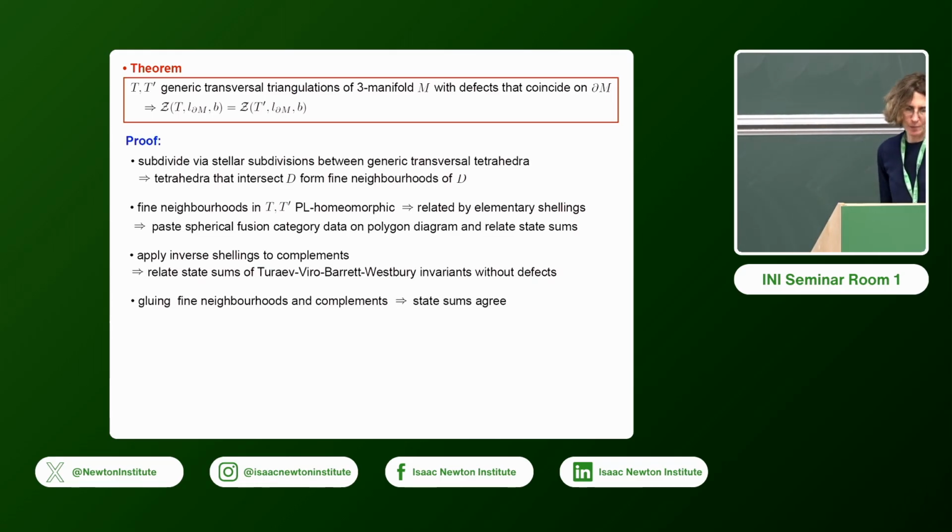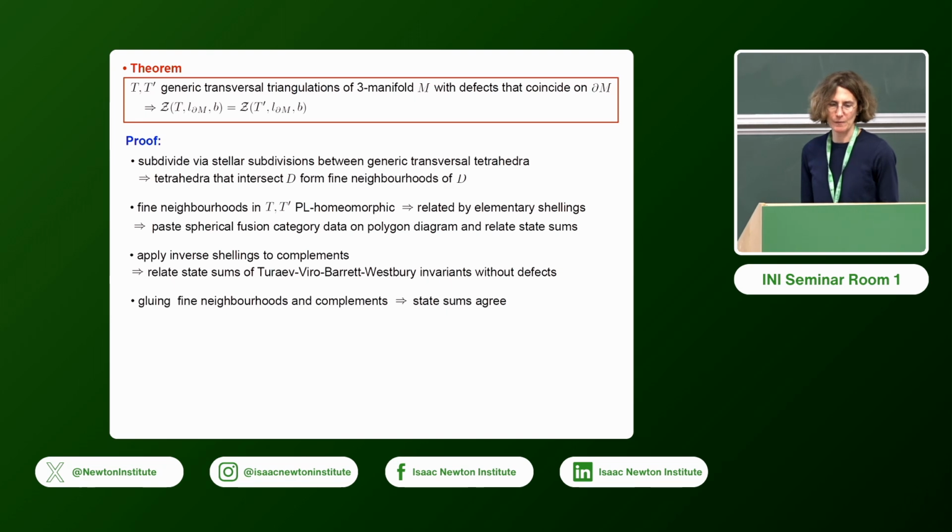And the proof is essentially by subdividing it. So one subdivides it with stellar subdivisions so long until the tetrahedra that intersect the defect surface form some fine neighborhood of the defect surface. And one knows that in different triangulations, these fine neighborhoods are PL homeomorphic and they're related by shellings. And these shellings just paste spherical fusion category data on the polygon diagram and then relate the state sums. And in the complement of these fine neighborhoods, one just has the usual Turaev-Viro-Barrett-Westbury state sum without defects.